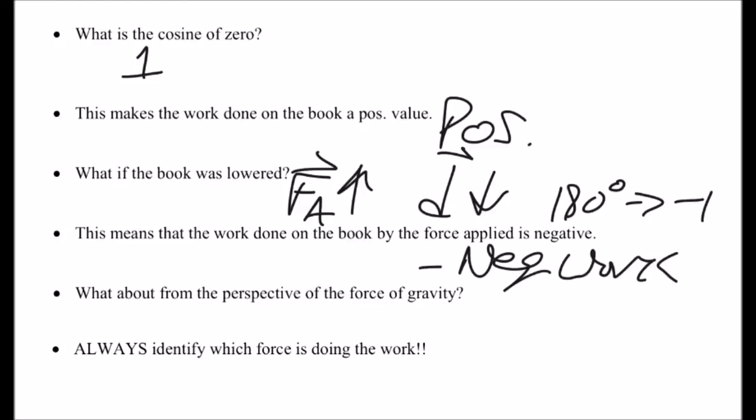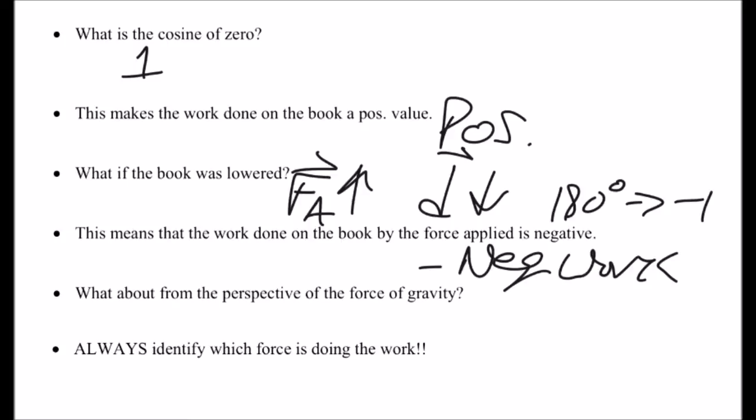Because these two vectors are both pointing in the same direction, so there's no angle between them. But when I flip it, then it's 180 degrees apart. All right. So now let's answer this question. What about from the perspective of the force of gravity?